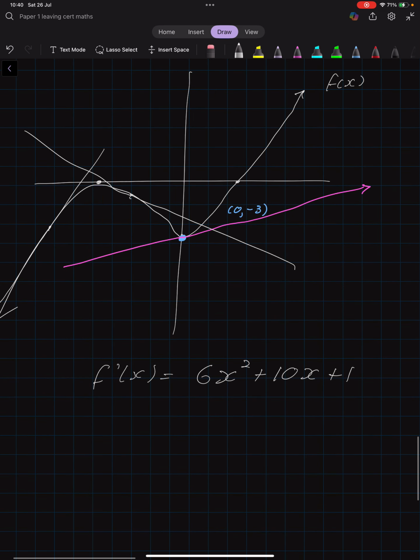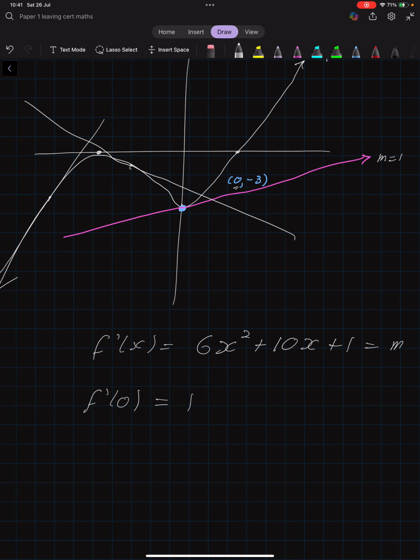Now, it says find the slope of a tangent at this point. So now think about it. Does anyone know how we would do that? Remembering that this is equal to slope. Simply plug in 0. F prime of 0 equals 1. And therefore the slope of this tangent equals 1. And that's it. Okay?